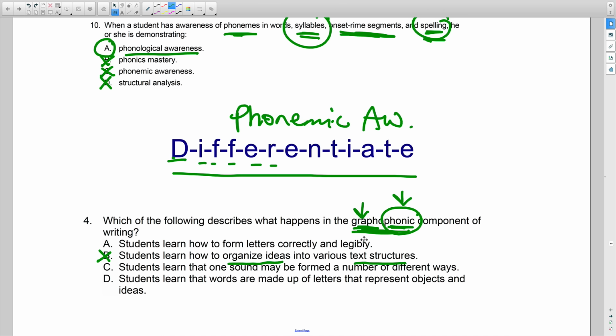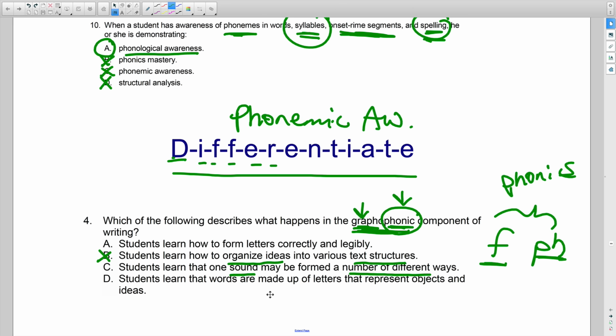C is a little bit more complicated than just graphophonic stages of writing. Students learn that one sound may be formed in a number of ways. Now I know that sound has to do with phonemic awareness, but may be formed in a number of ways. Maybe something like your F and your PH, right? PH, as in photo, makes an F sound, and F makes an F sound. So C, even though we're talking about sounds here, they're being formed in a number of ways. This, to me, looks like phonics or graphophonics, but let's just keep it and move on.